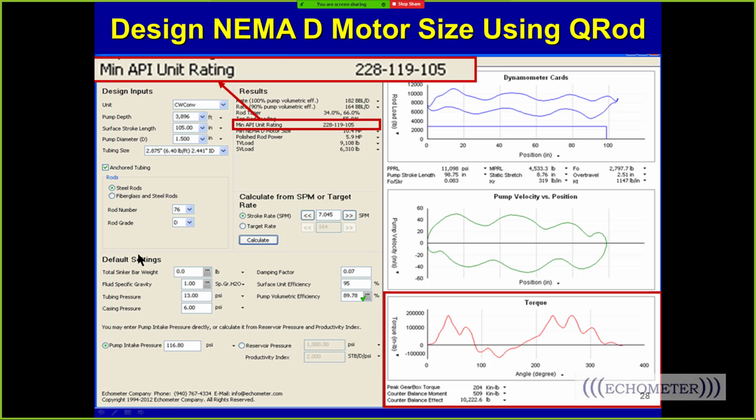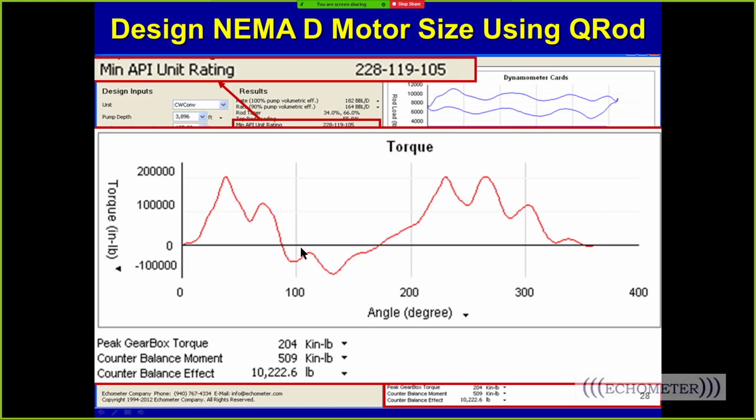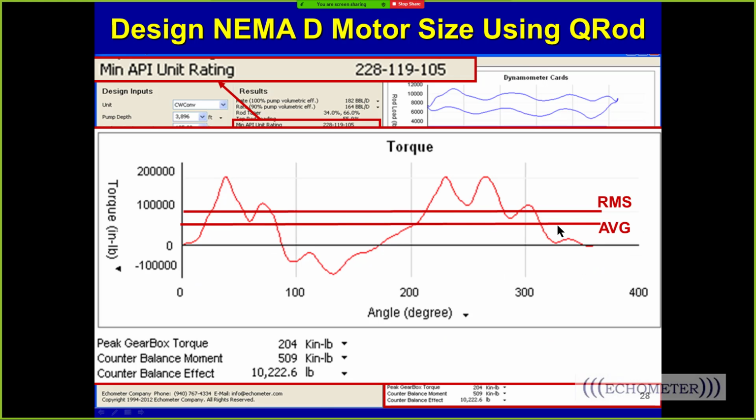All right, so how do you determine what size of electric motor to use? Well, Q-Rod does that. If you run Q-Rod and it designs the size of the pumping unit, it calculates the net torque on the gearbox. Then we can calculate the average torque and the RMS torque. The ratio of RMS torque to average torque is called the cyclic load factor for kW.